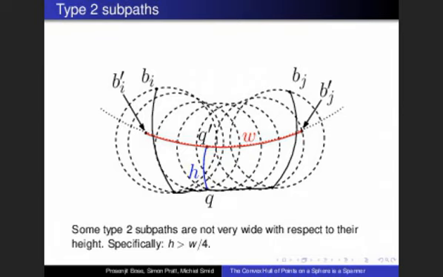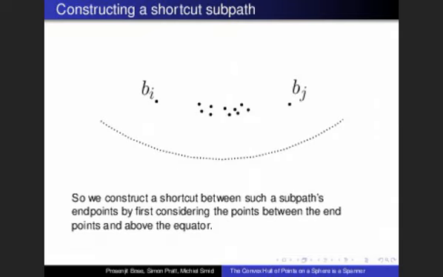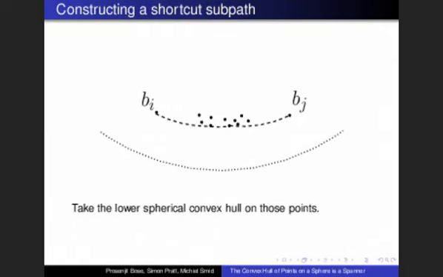And so we want to establish a nice bound on type 2 subpaths that are not very wide with respect to their height, but these subpaths spend a lot of time jumping across the equator. That is not very good, so we'd like to avoid that if at all possible. So what we do is we construct a shortcut, just as Dobkin did in his paper. So what we do is we consider the set of points that are between the beginning and end points on our subpath and also above the equator. And we take the spherical convex hull on those points.